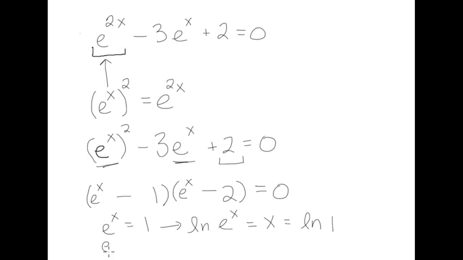Or we have e to the x minus 2 equals 0, which is the same as saying e to the x equals 2, which simplifies in the same way to x is equal to the natural log of 2. So there are two possible solutions to this equation. Notice that we should probably simplify the first one. The natural log of 1 is always going to be 0, because any number raised to the 0th power will be 1.